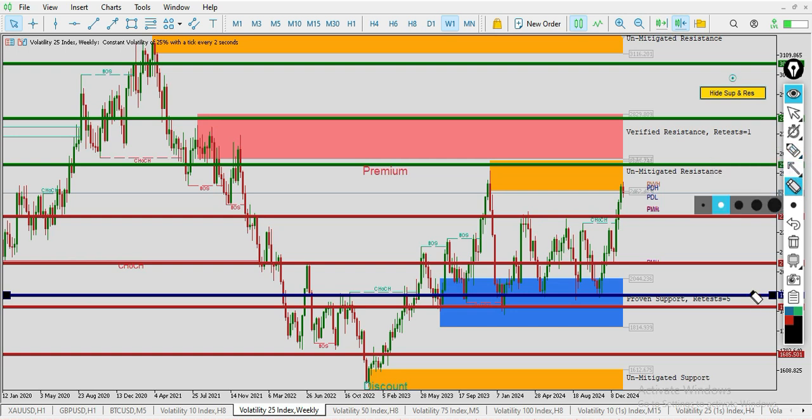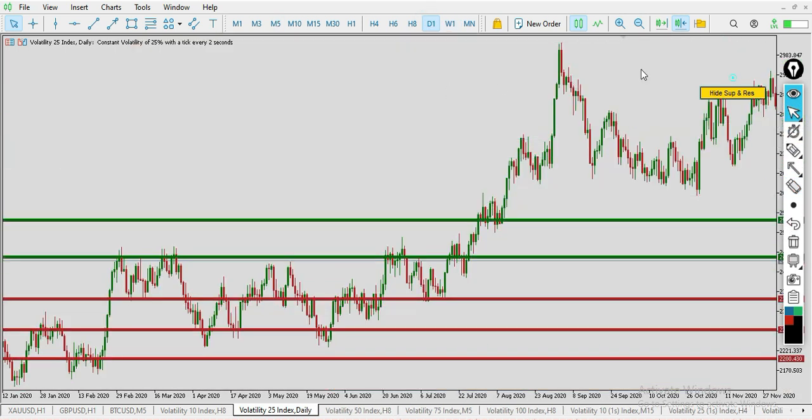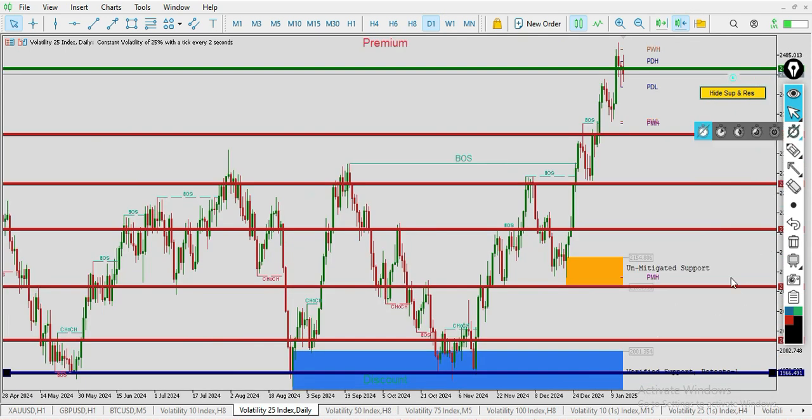Now let me go down to a smaller time frame. Let me go down to the next time frame, which is our daily time frame, right? So I will just go back here. Now, this is our daily time frame. On our daily time frame, if you look very well, you will discover that this is where price is, right? Now, this is our support line.